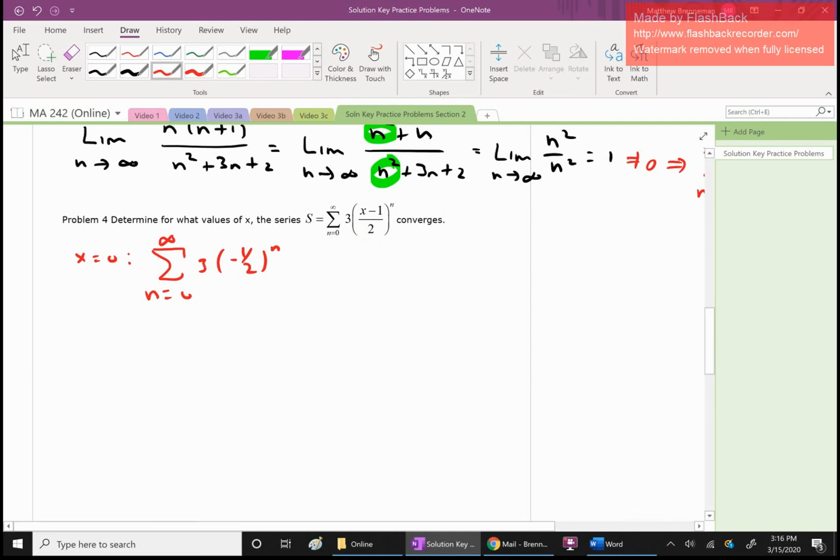Well, if I look at this carefully, I realize this is actually a geometric series. I realize that I can rewrite this. I can factor out the 3. And I'm going to end up getting this. Okay. And this is like my R.